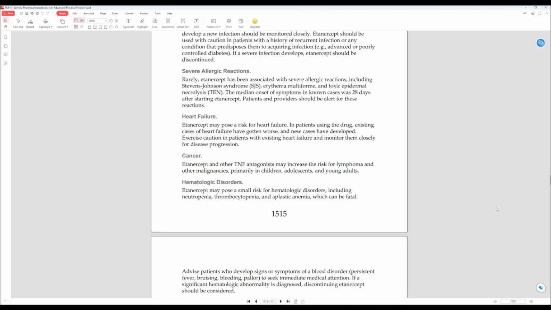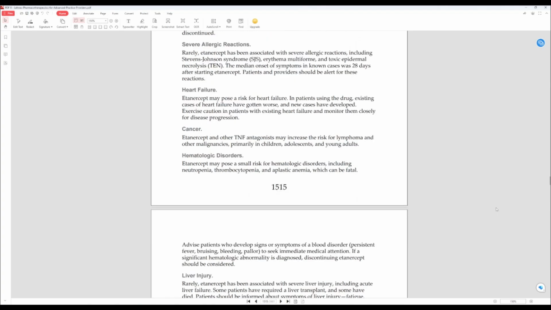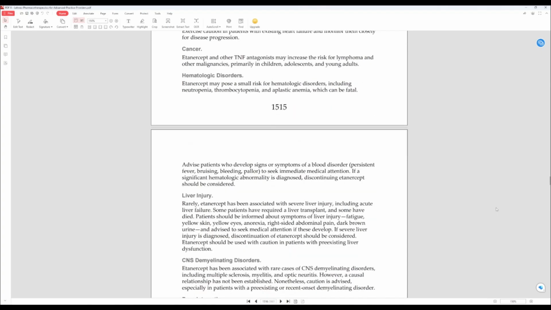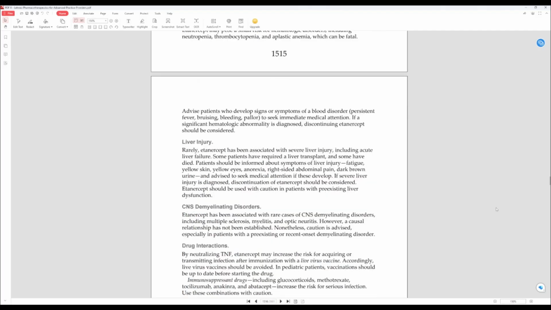Cancer. Etanercept and other TNF antagonists may increase the risk for lymphoma and other malignancies, primarily in children, adolescents, and young adults. Hematologic disorders. Etanercept may pose a small risk for hematologic disorders, which include neutropenia, thrombocytopenia, and aplastic anemia, which can be fatal. Advise patients who develop signs or symptoms of a blood disorder to seek immediate medical attention. If a significant hematologic abnormality is diagnosed, discontinuing etanercept should be considered.